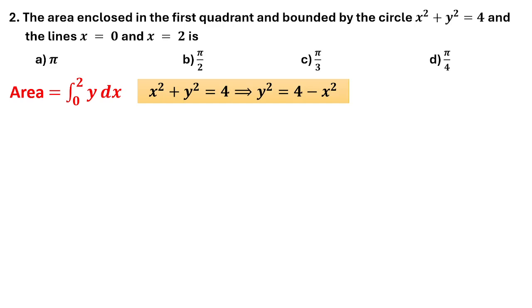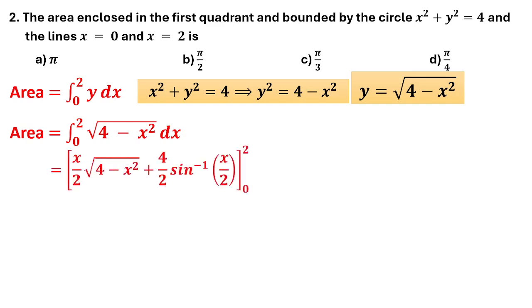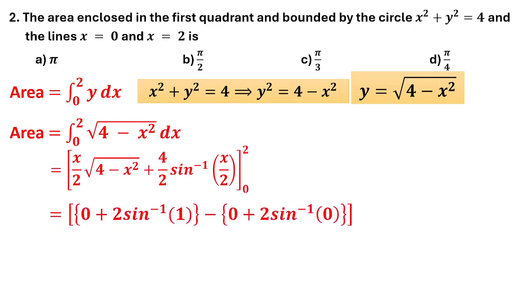Now, what is y from the given equation? It is square root of 4 minus x square. Therefore, integral 0 to 2 root 4 minus x square dx. We have to make use of the formula for square root of a square minus x square: x by 2 into square root of a square minus x square plus a square by 2 sine inverse x by a. Here a is equal to 2. We are substituting the values. Upper limit sine inverse 1 is pi by 2. Sine inverse 0 is 0. Therefore, 2 into pi by 2, the answer is pi.